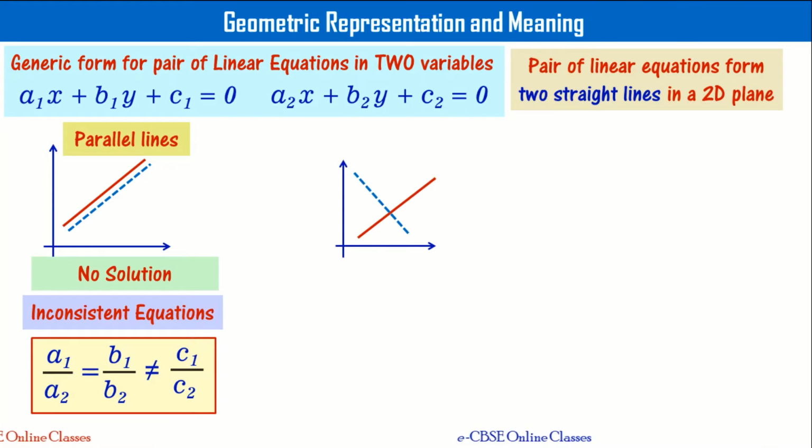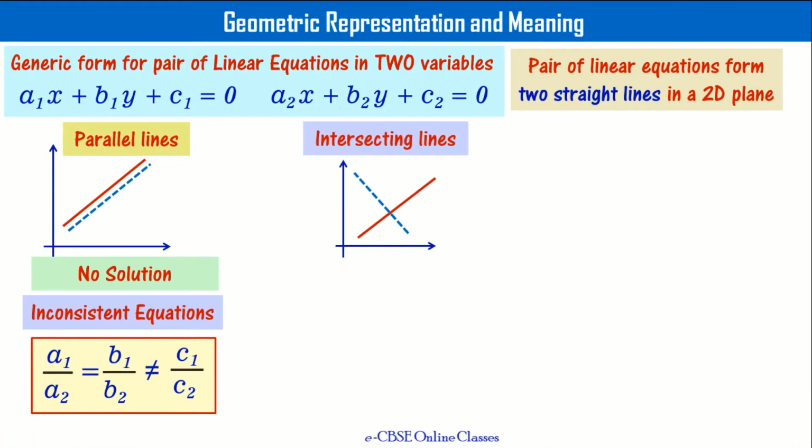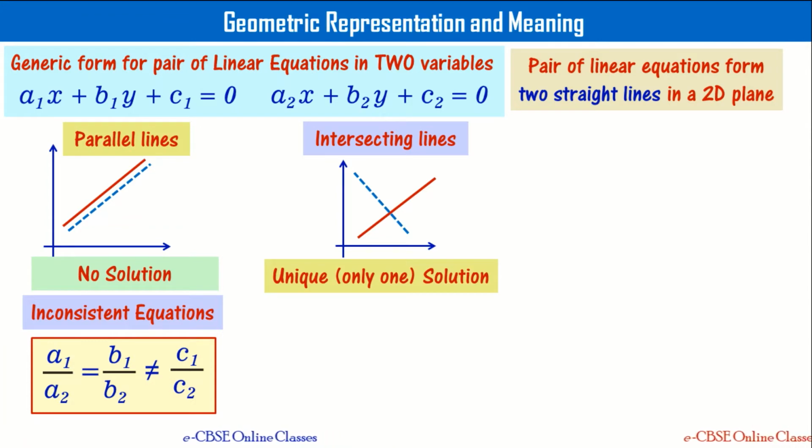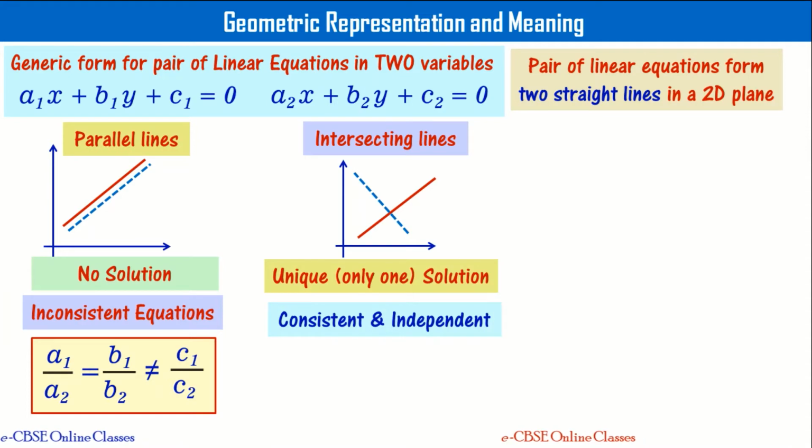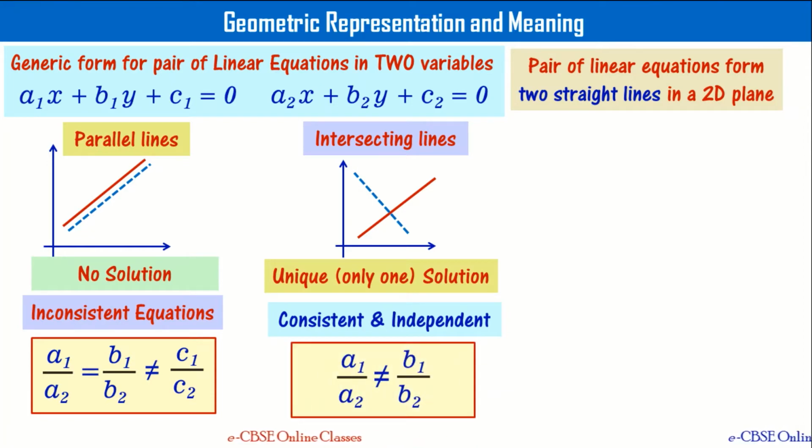When the lines corresponding to two equations intersect as shown here, then the equations will have a unique solution. This is what we have just seen. And those equations are said to be a consistent and independent set of linear equations. For those equations, the coefficients relate as a1 by a2 is not equal to b1 by b2.